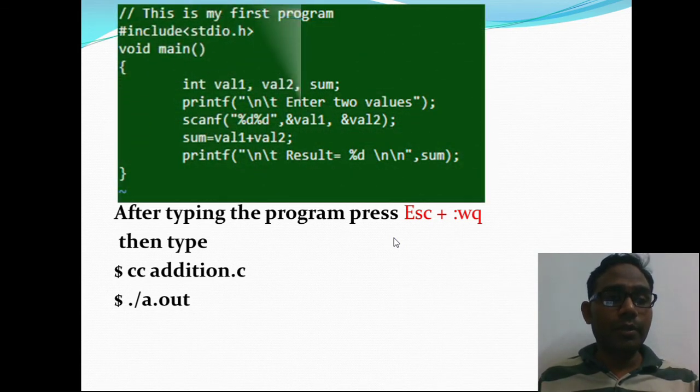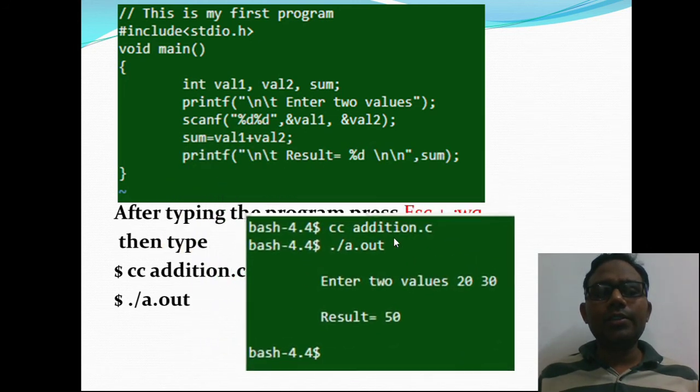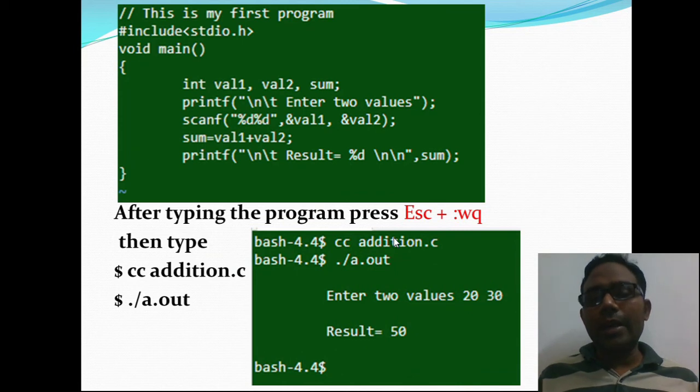What is the program? Let us see here. Hash include stdio dot h, void main, the same thing. Then this is the result that is generated. Enter two values. I have provided 20 space 30. 20 will be stored in value 1, 30 will be stored in value 2. Then I have pressed enter, and I got the result is equal to 50.